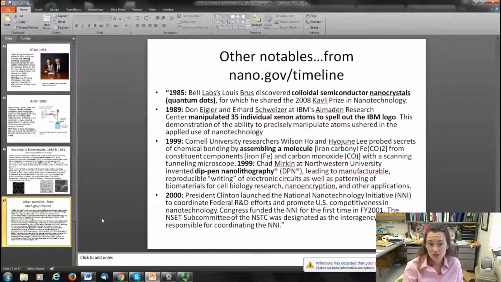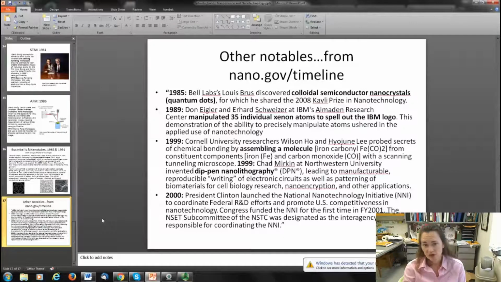And then at Northwestern University, also in 1999, dip pen nanolithography was invented. So basically there you have an array of AFM tips, you dip those in the material that you want to write, and then you use the AFM, moving it in a pattern to write it out. And this led to manufacturable, reproducible writing of electronic circuits, as well as patterning of biomaterials for cell biology research, nano-encryption, and other applications. And then finally, I'm going to stop here.